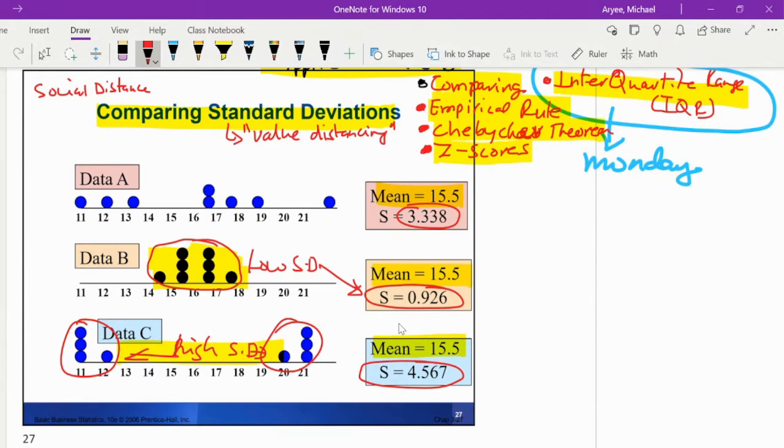So which means that if I give you three charts like this, that, and I give you the standard deviation, the social distance values, you should be able to match which one goes with what. All right, you should be able to do a matching of this.